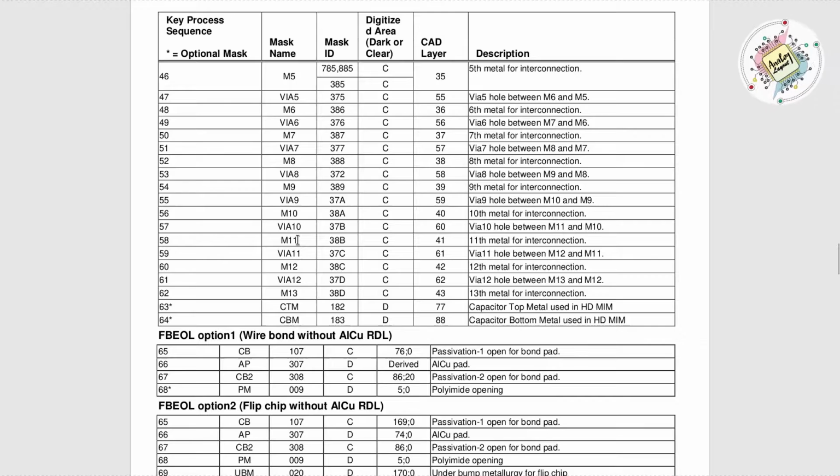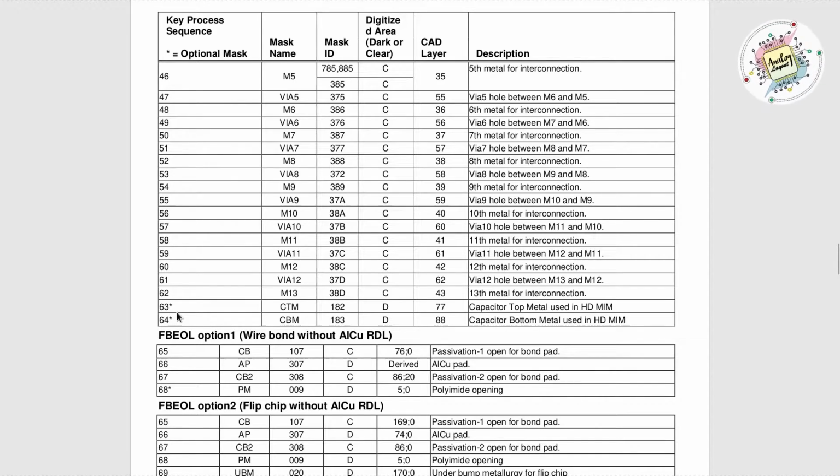M13 metal. After fabrication of M13 metal, they are fabricating two different metals. One is called CTM and one is called CBM. These two layers are used for capacitors. CTM is used for capacitor top metal, and CBM is used for capacitor bottom metal. So if you want to fabricate any capacitors with respect to base level layers M1 to M5 or M1 to the top metal M13, then the CTM and CBM will be used. Okay, so if it is needed, then they will fabricate.